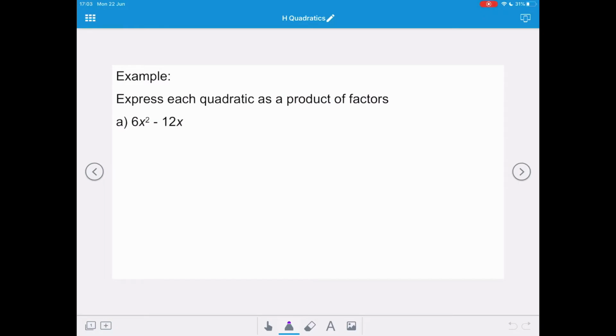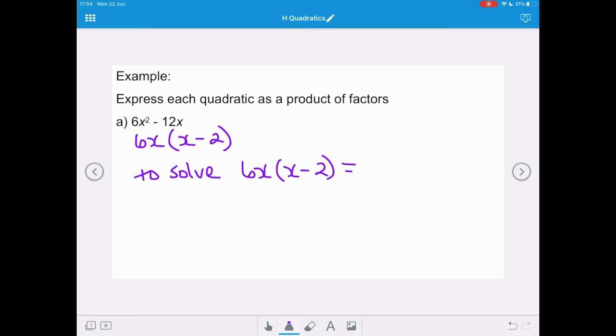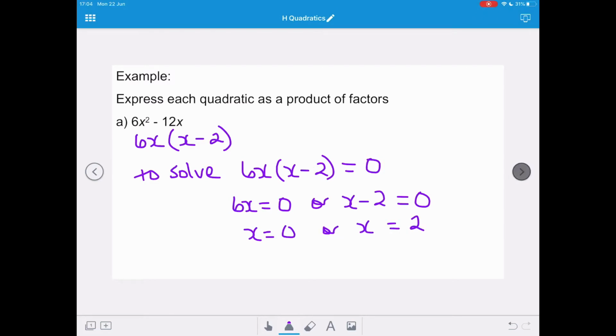Our next examples, we're going to use factorizing. So we want to express each quadratic as a product of factors. So the first one, we have a highest common factor. We've got 6x squared minus 12x. So the highest common factor is 6x, giving 6x(x minus 2). And if we wanted to solve that, then we would equate that factorized format to 0. So to solve, we're going to have 6x(x minus 2) equals 0. Now we know anything times 0 is 0, so if we equate each part to 0, we've got 6x equals 0, so x equals 0, or x minus 2 equals 0, so x equals positive 2.